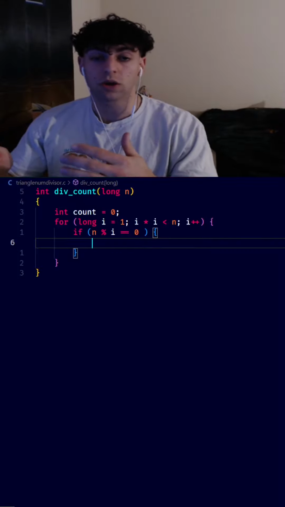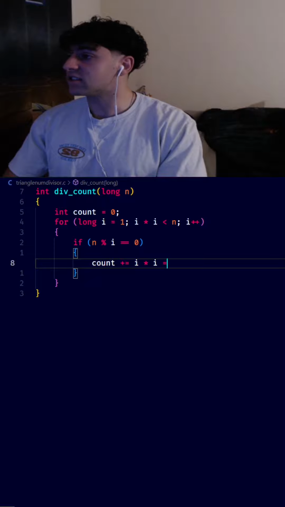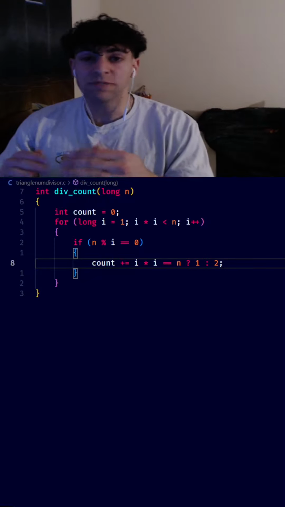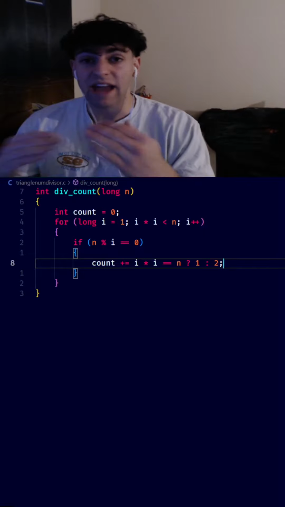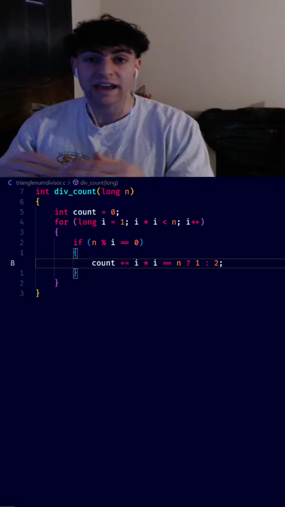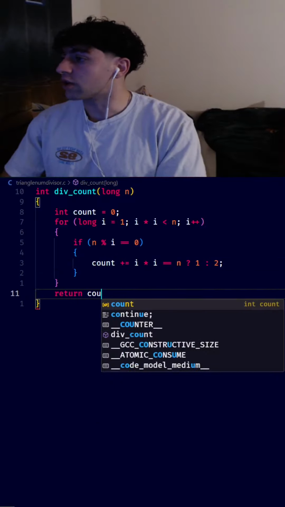And if you don't know what the modulo operator is, please ChatGPT it. Then we'll increase our count by 1 if I is the square root of n, otherwise we'll increase it by 2. Because remember, if n divides by I evenly, then I and n divided by I are divisors. But if I is the square root of n, then I and n divided by I are the same number. So we only have to count it once. Now we can just return our count.